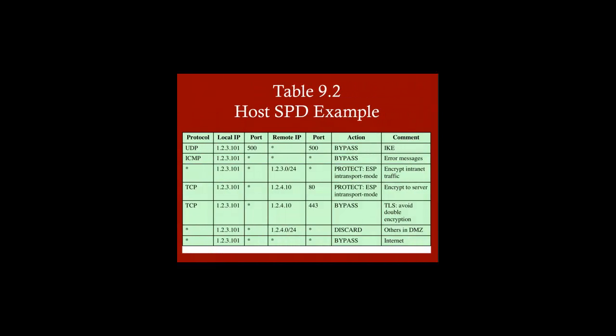Okay, so here we have a table, the host SPD example, and you can see various parameters, which makes it a little bit easier to understand what's going on here. This table provides an example of an SPD on a host system as opposed to a network system such as a VPN server. This table reflects the following configuration.